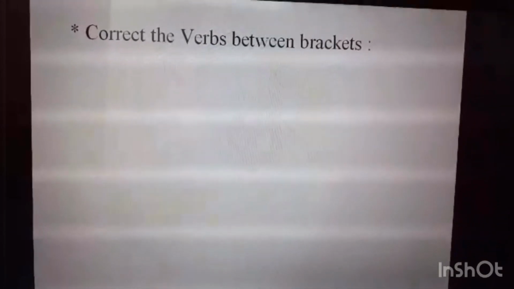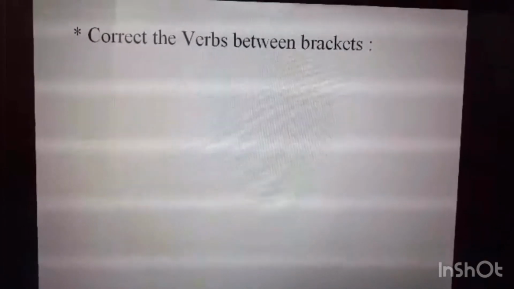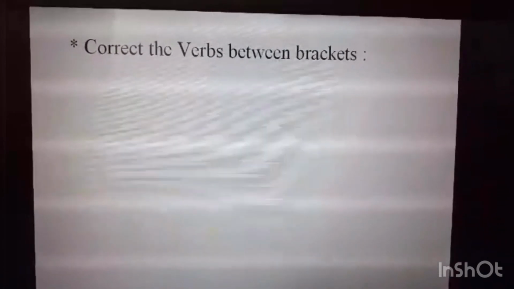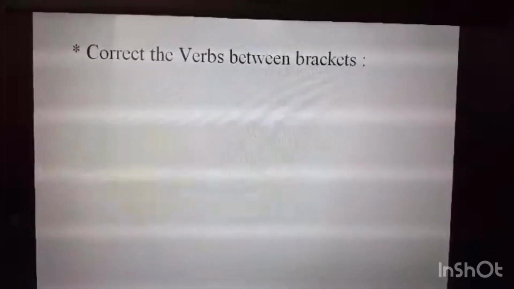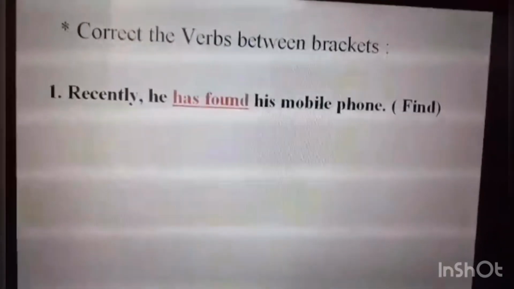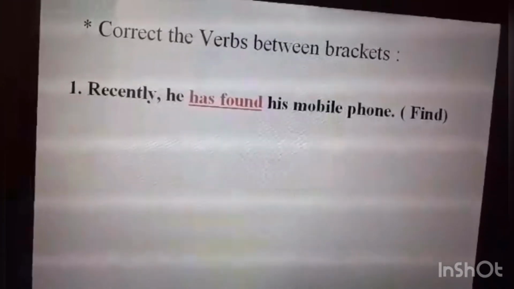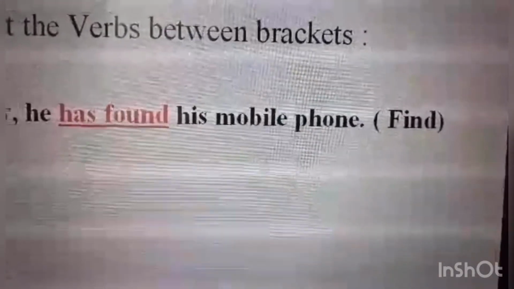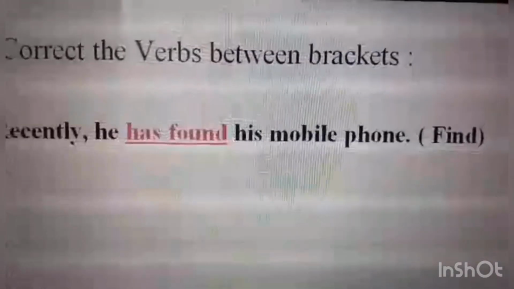And now I'll give you sentences, and please write them in your notebook. The question is, correct the verbs between brackets. Look at the first one. We recently, his mobile phone. You have here the verb find. How do we correct find in the present perfect tense?